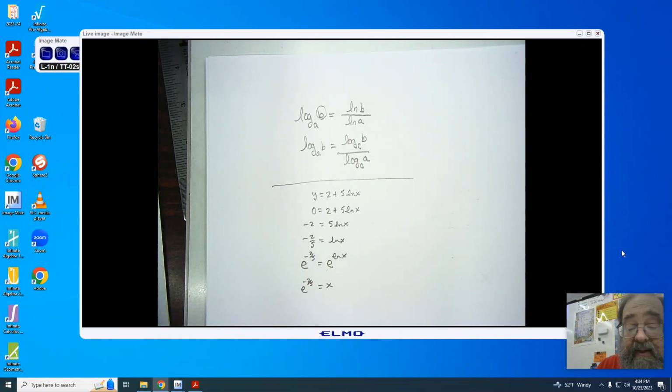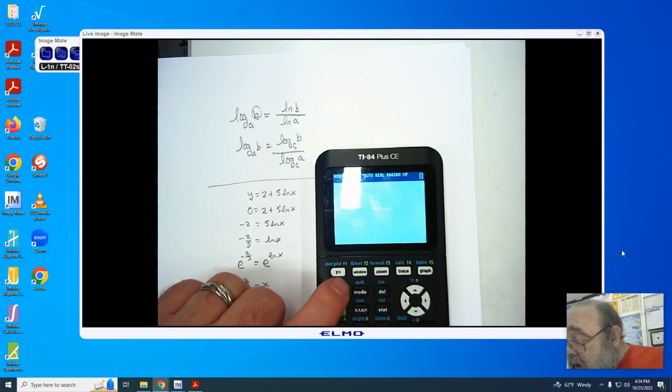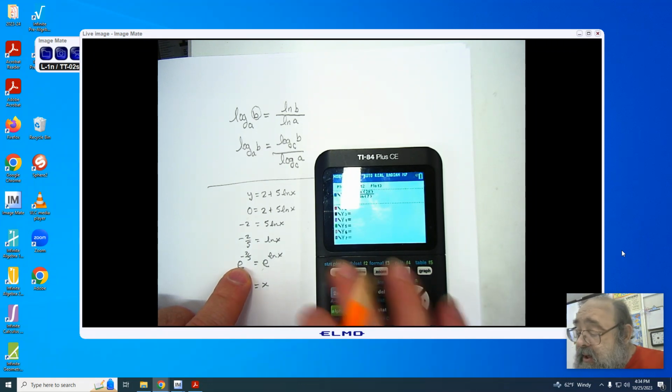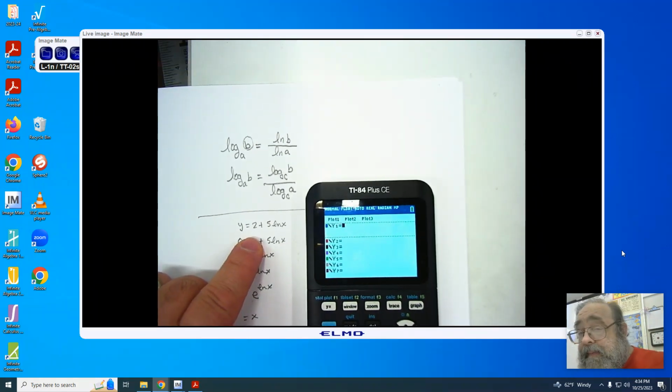Now we can find this answer by plugging it into our calculator. Let me just clear things out. e to the power of negative 2 divided by 5, and our answer is 0.6703. Let's go ahead and put this into our calculator and see what our x-intercept is when we graph.